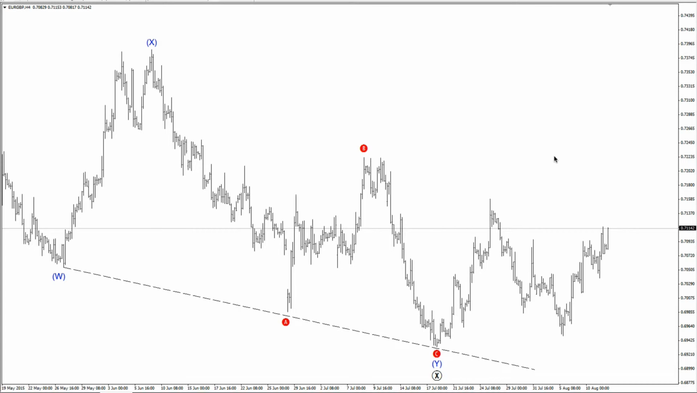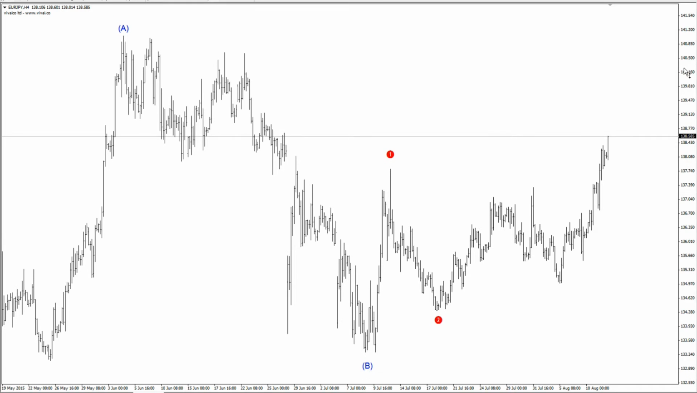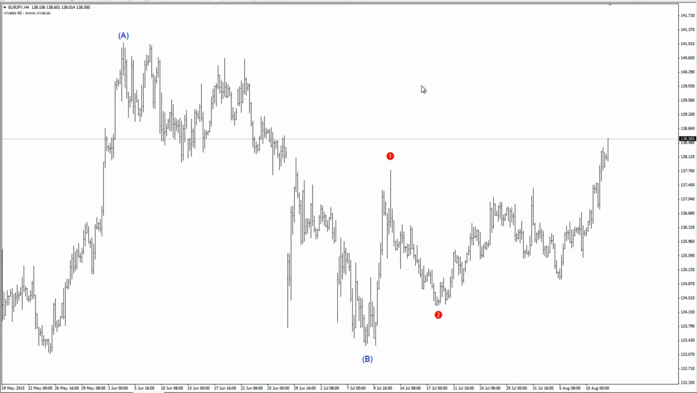Key levels on euro pound. Next upside resistance is 0.716 approximately. This is the latest short-term high. And on the downside, 0.7097 gives support. Next, euro yen, and a revision was made also on the euro yen charts yesterday.